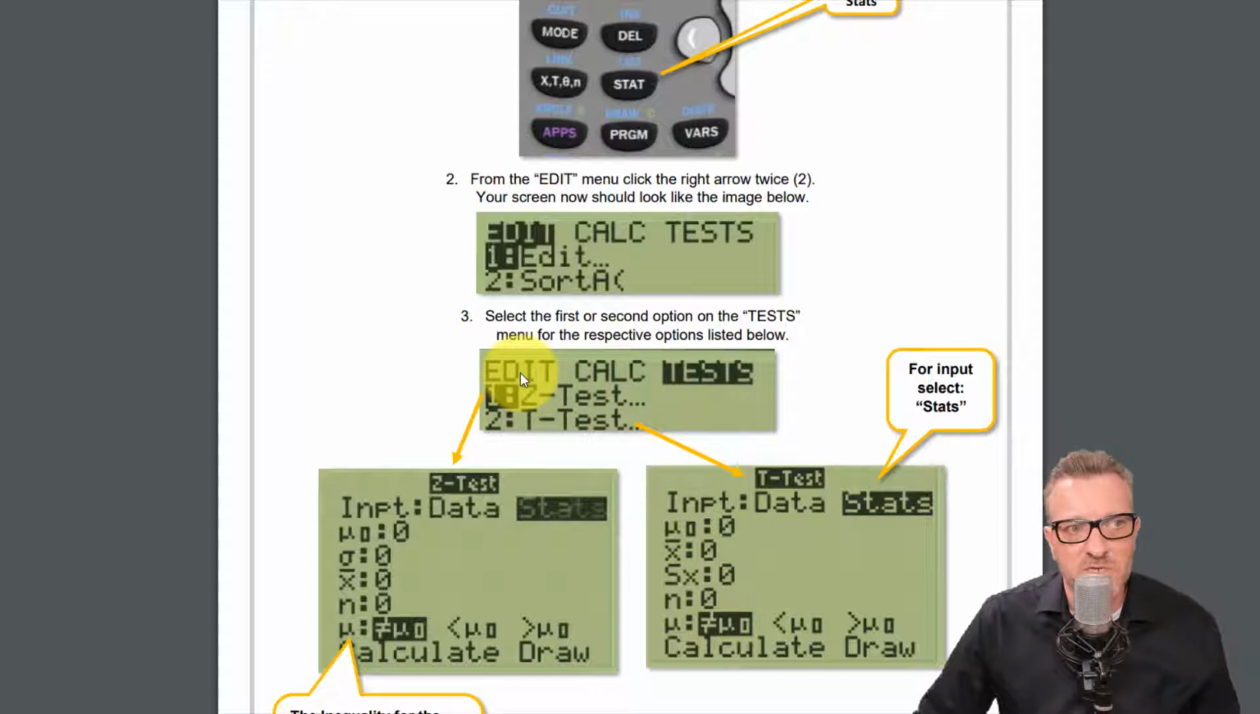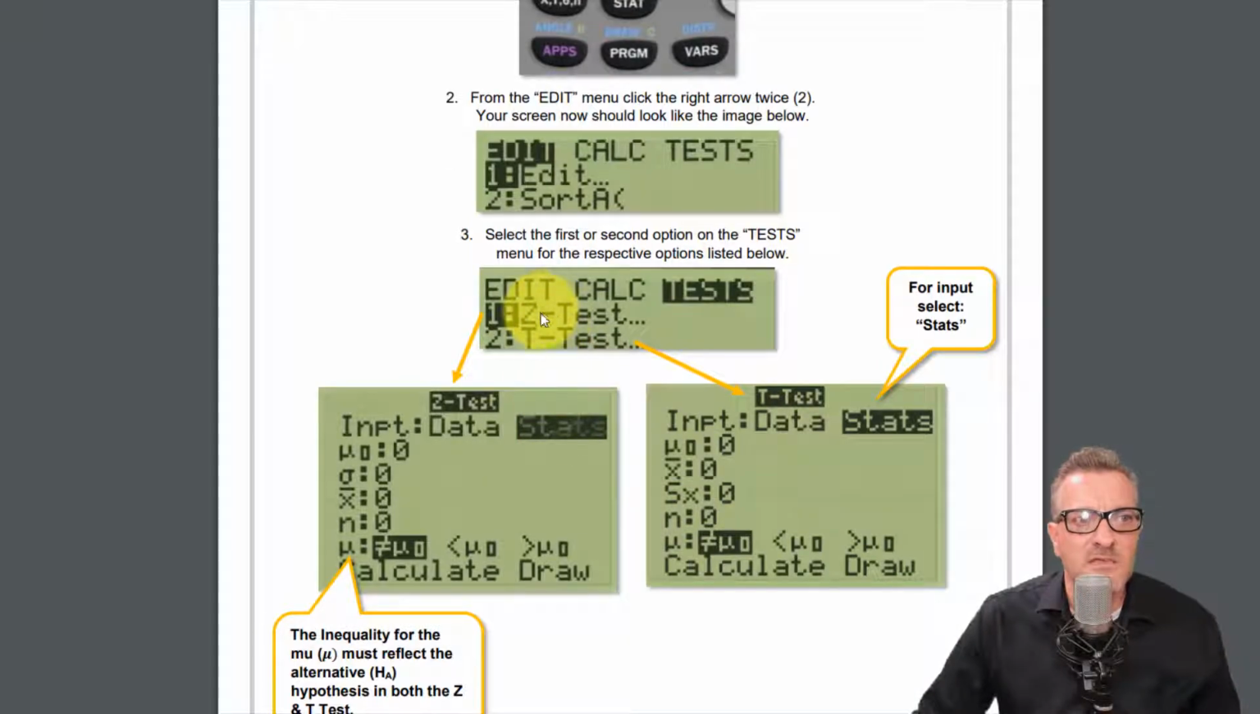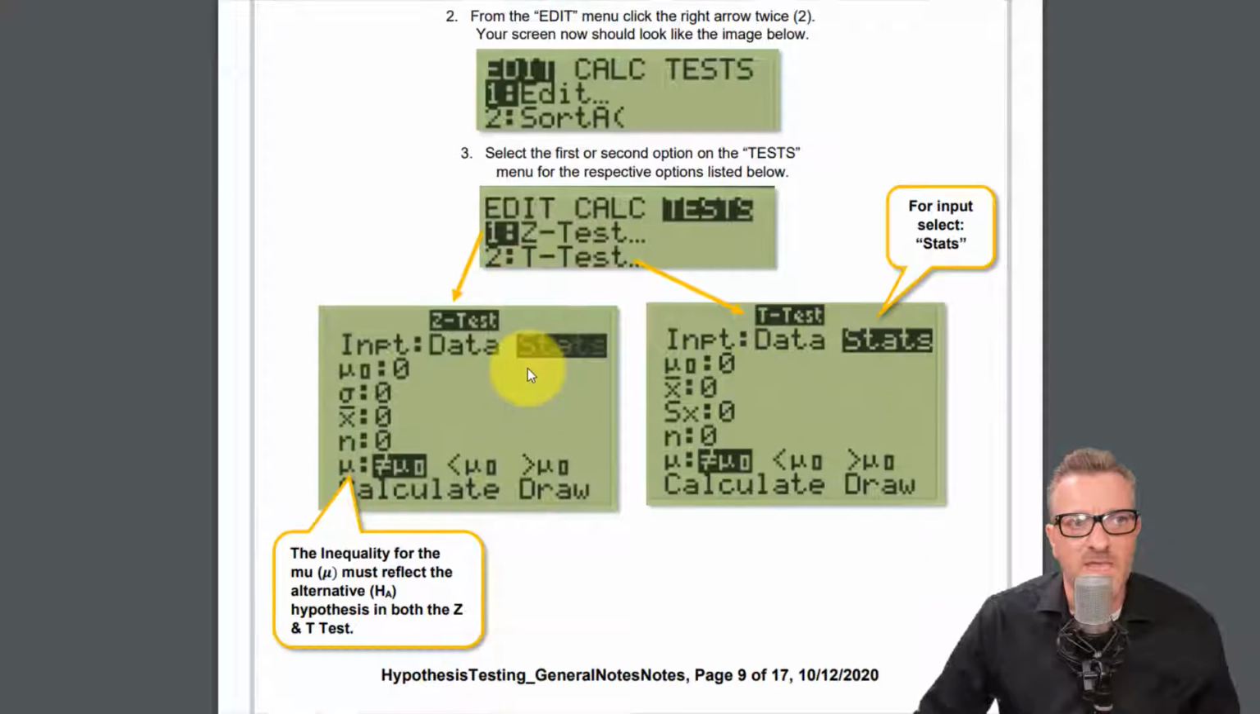When you click it twice, you go from the edit over to the tests, and you get the z-test and the t-test. The z-test is for the z distribution, the standard normal distribution, and the t-test is for the t distribution. The big things to point out: our mu is the same. This one has the population standard deviation. This one has the sample standard deviation. Sx means sample standard deviation.